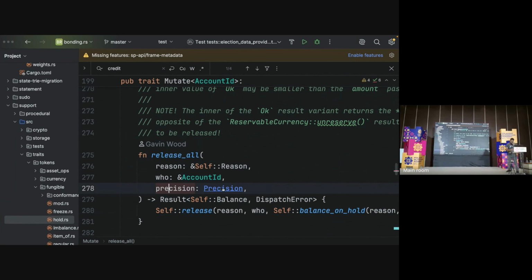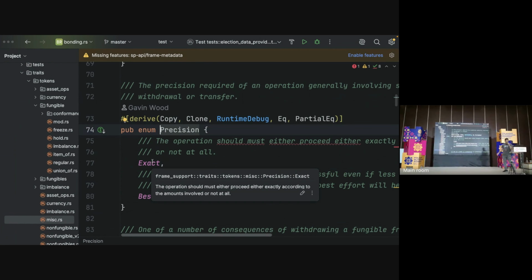precision can be multiple types, exact or best effort. I'm guessing if you put exact, it will fail if it's not able to release all. If you say best effort, it will try to release as much as it can, else it cannot. And why? I mean, in most cases, it will be able to do it, right? Why would you not be able to release what you have held?